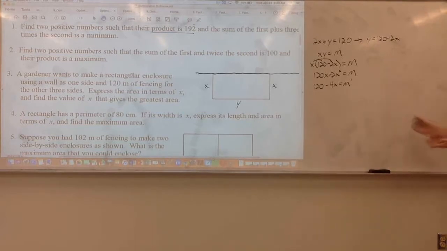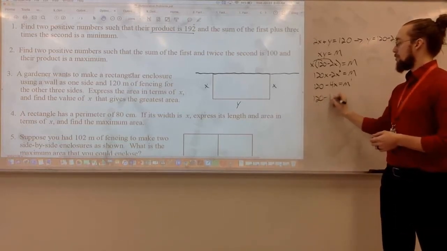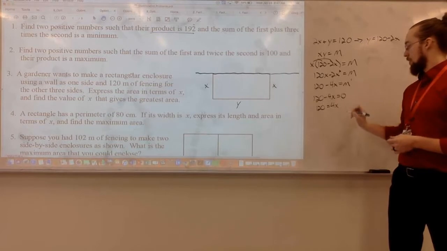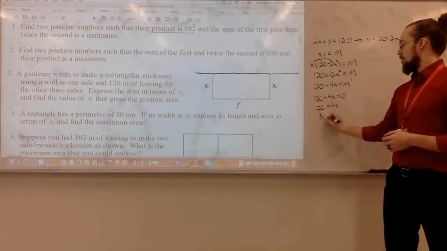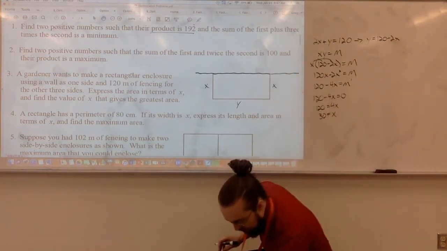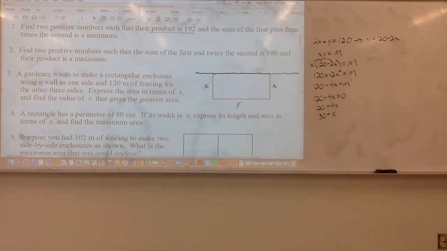Set it equal to 0 now to find critical points. So 120 minus 4x equals 0. Add the 4x over. Divide by 4. We get 30. Okay. So the question says just find the value of x that gives the greatest area. You're probably not going to see a question like this. They're probably going to want both dimensions. So let's go ahead and find what our y value would be.